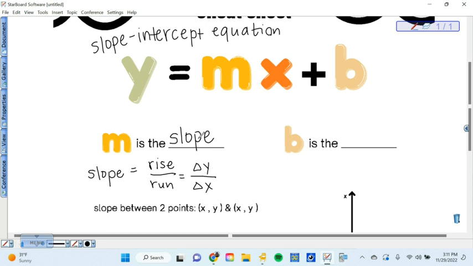What else do we call a slope? There's something else that we call it. 3 words.